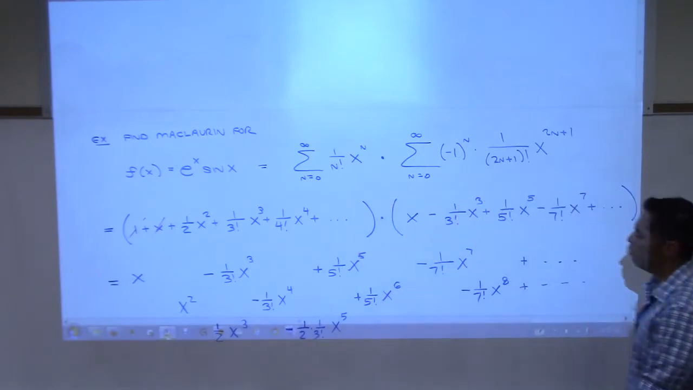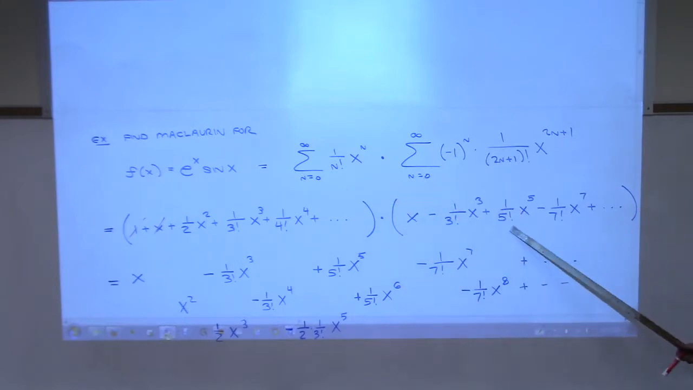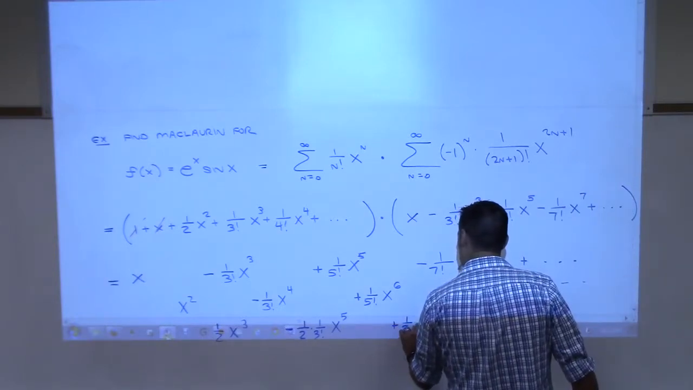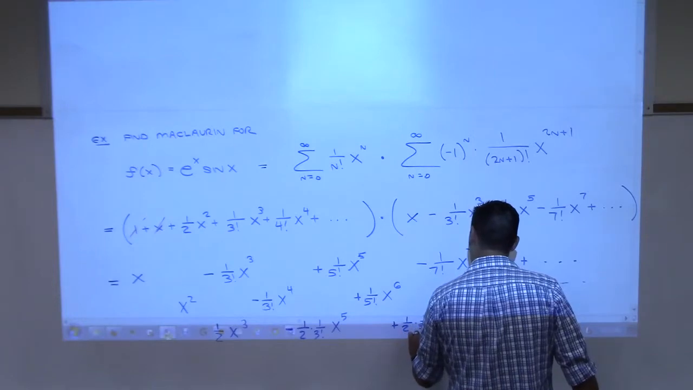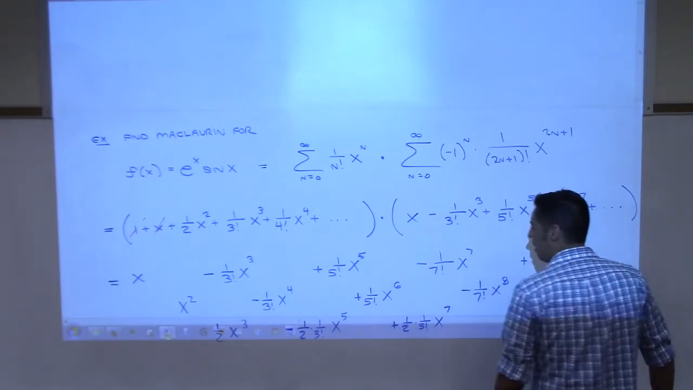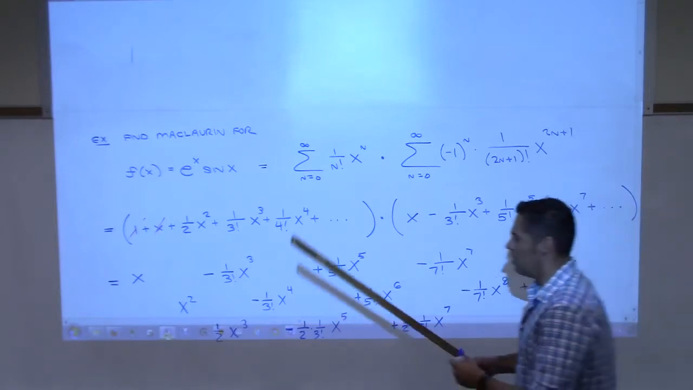Let's try one more. 1/2 x squared times this one. So 1/2 times 1 over 5 factorial. So plus 1/2 times 1 over 5 factorial, x to the 7th, right? Agreed? Yes. And I could keep going, but I'm not. All right, so I'm done here.